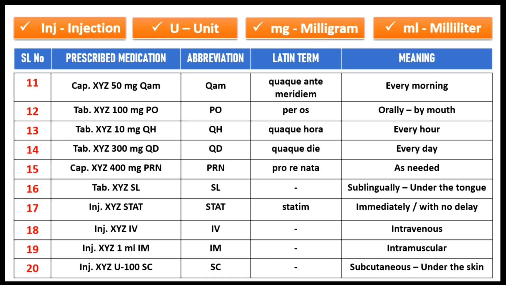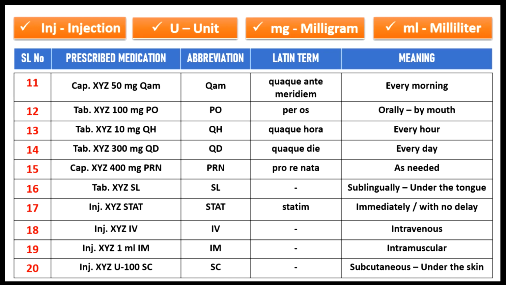Number 12. Tab XYZ 100 mg PO. The Latin term of PO is per os, which means orally or by mouth. Number 13. Tab XYZ 10 mg QH. The Latin term of QH is quaque hora, which means every hour. Number 14. Tab XYZ 300 mg QD. The Latin term of QD is quaque die, which means every day.